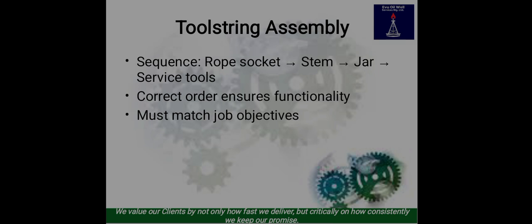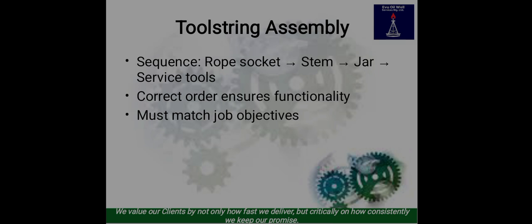I showed the trainees the sample of a two-string assembly. What is this two-string assembly? The two-string is a sequence of connected tools. The correct order is as follows. 1. The rope socket comes first in the two-string assembly. The rope socket attaches Slickline to the two-string.